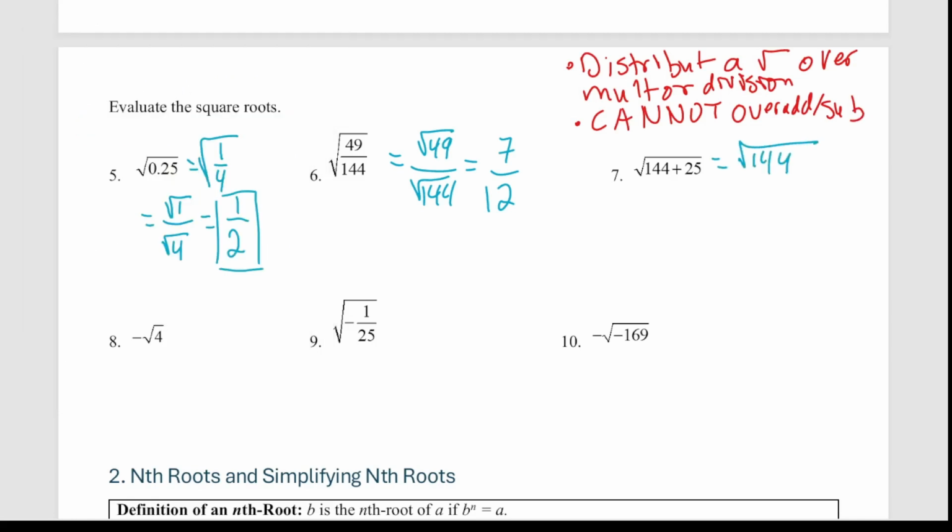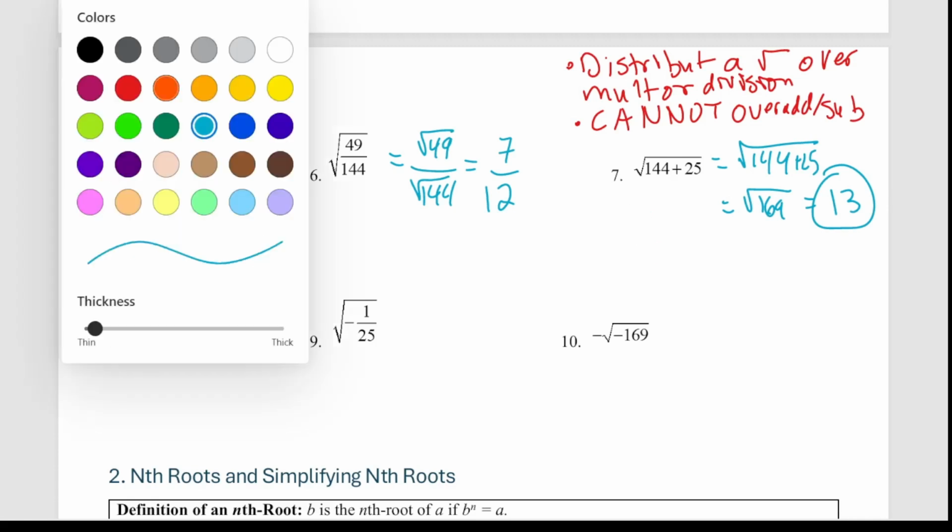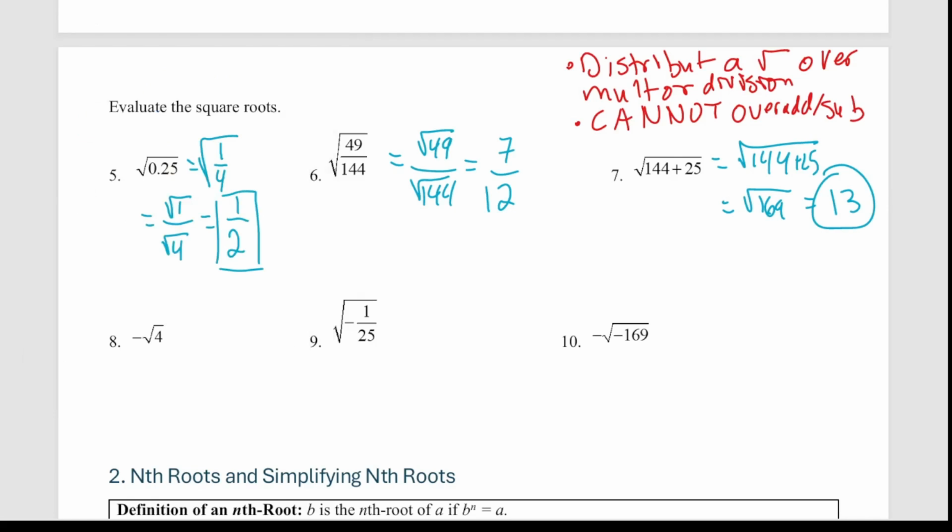144 plus 25 is going to give us 169. And the square root of 169 is 13, since 13 times 13 gives us 169. And if you don't believe me, had I tried to distribute this, it's super illegal math. Square root of 144 is 12, square root of 25 is 5. 12 plus 5 does not equal 13. So just to prove to you, it's not going to work to distribute it over the addition. You have to simplify under the square root first.